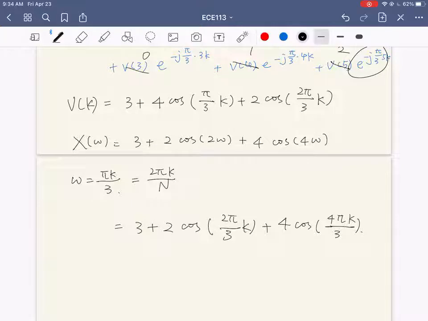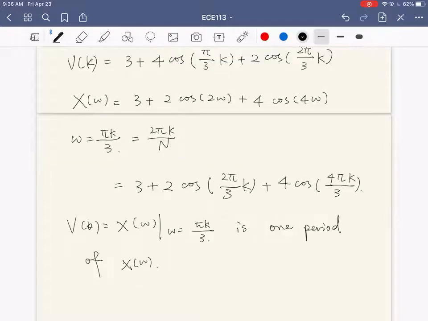So the V of k is basically one period of the X of omega. We know that the X of omega is periodic, and V of k is just one period of it. 3 pi k. Okay.